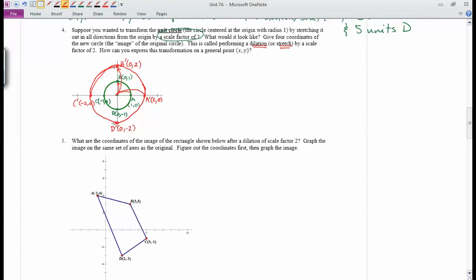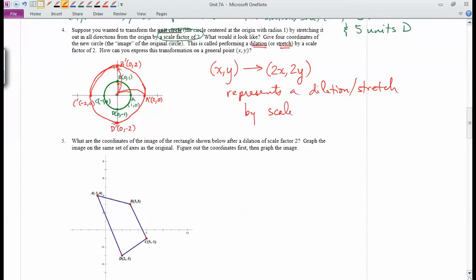So in this case, the rule here, the xy, what we did was we actually doubled everything. So the x's got doubled, and the y's got doubled. And this represents a dilation or stretch by scale factor of 2. If I wanted everything to be tripled, then I just do 3x and 3y, and then I get a circle 3 times as big as the original.